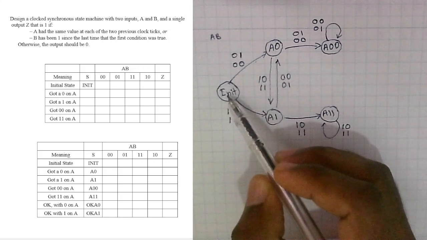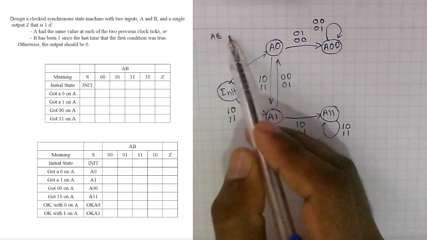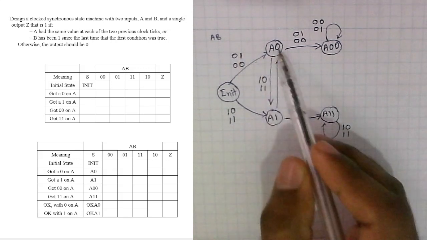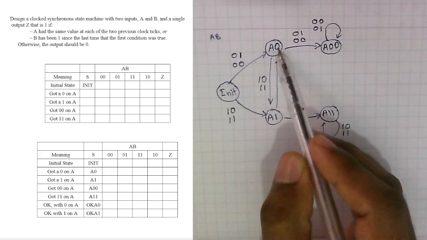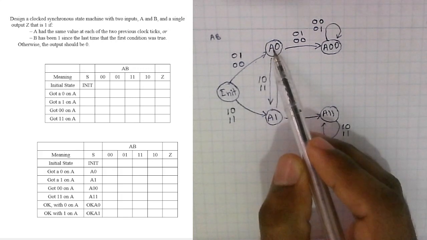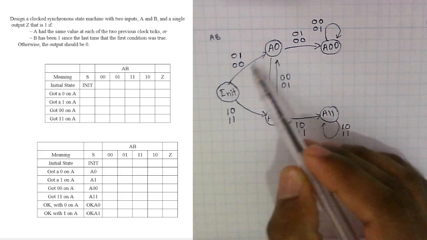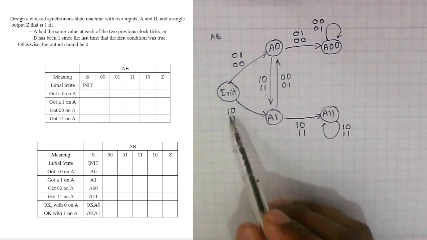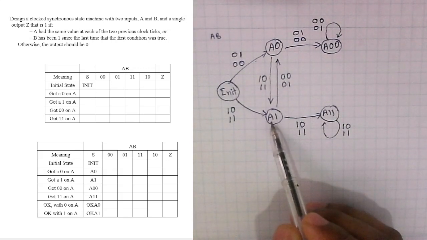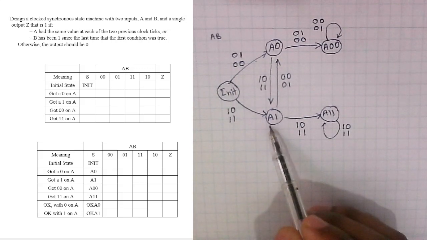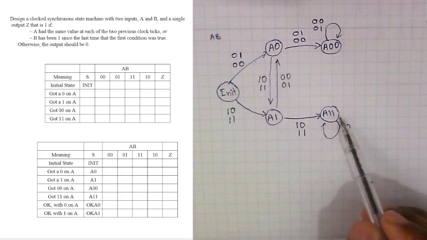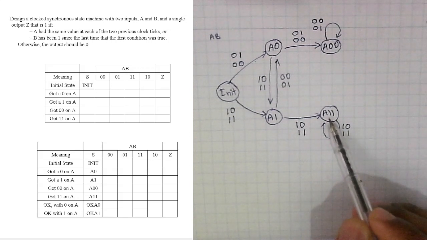From the initial condition, we can take our two inputs as A, B in that order. So if my A is 0, regardless of B, I'm going to a state where I have a single 0 at my input A. In this state, I have two zeros in a row in my input A regardless of B. Here I have A1, which represents A equals 1 in our system, and the second state here has two consecutive ones in a row in our input A.